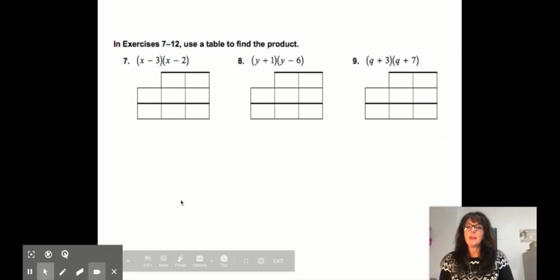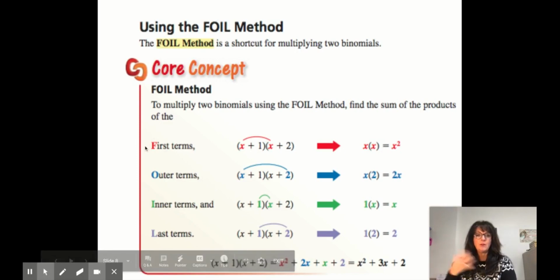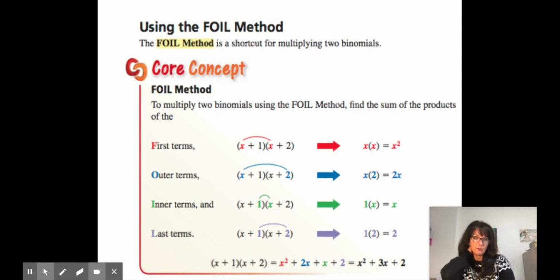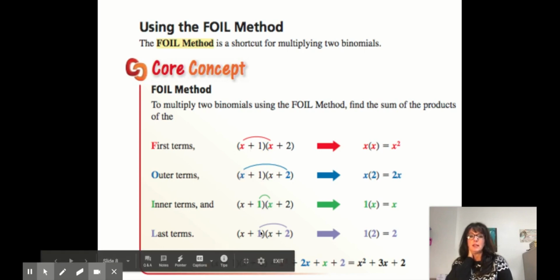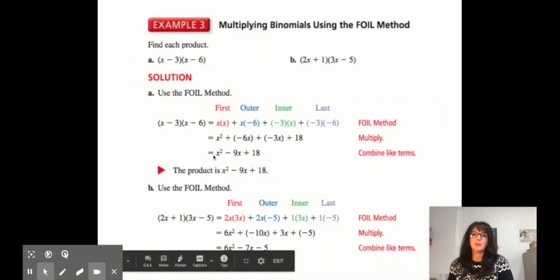Okay. And next up, FOIL. So this is just kind of an acronym to help you remember all the different parts. It's really like doing the distributive property, right? Because we have to take the first term and multiply it by the first term in the second binomial. Then you take the first term and multiply it by the last term, or these are known as the outer terms. So you can multiply your first terms together, then your outer terms, then your inner terms, and then your last terms, just to help you remember. That's really all it is. It's just a remembering tool.